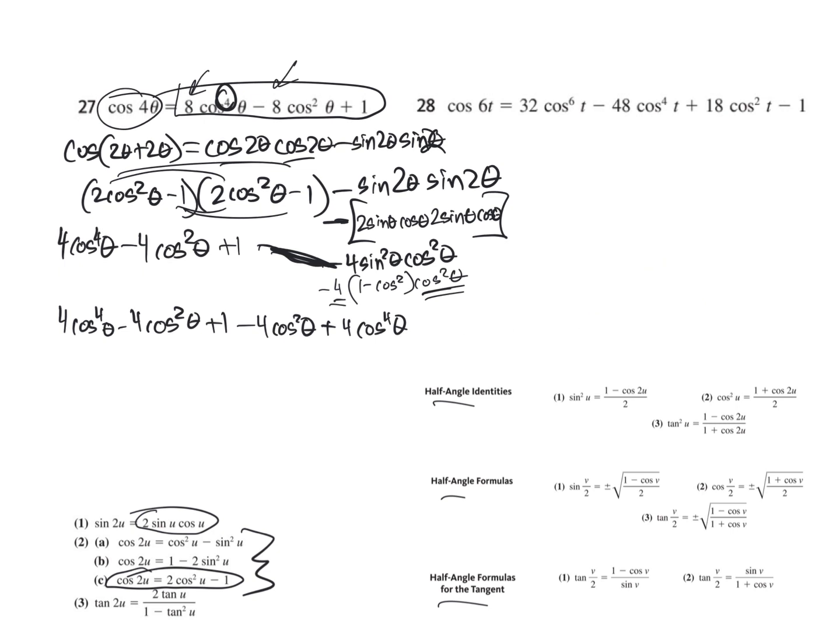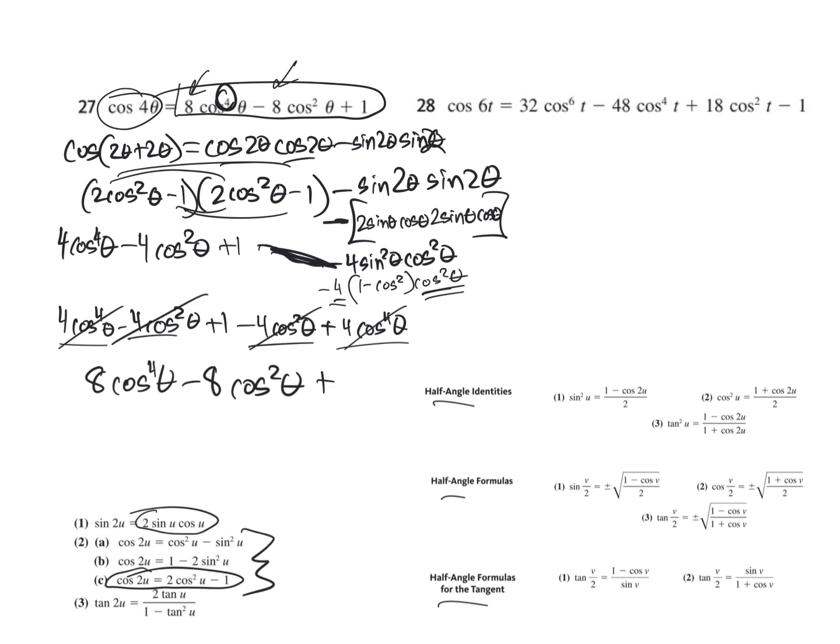Now, what do we have? Let's put like terms together. 4 cosine to the 4th and 4 cosine to the 4th is 8 cosine to the 4th theta. Hey, that looks good so far. A minus 4 cosine squared and a minus 4 cosine squared is minus 8 cosine squared.